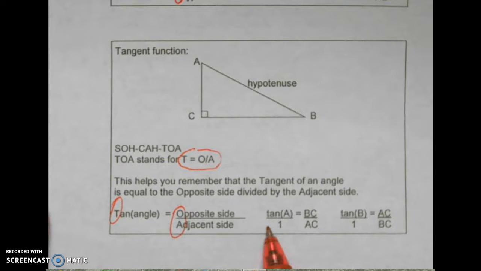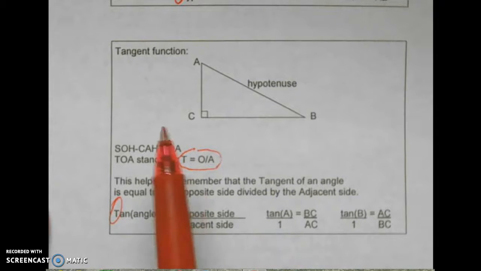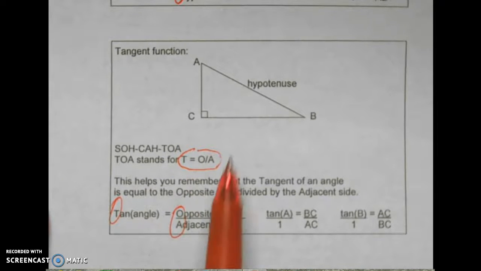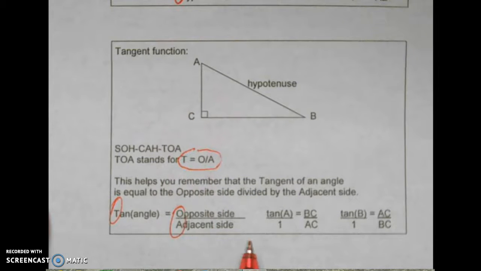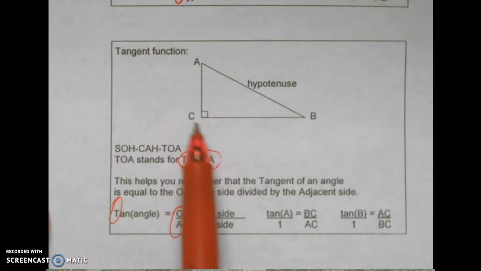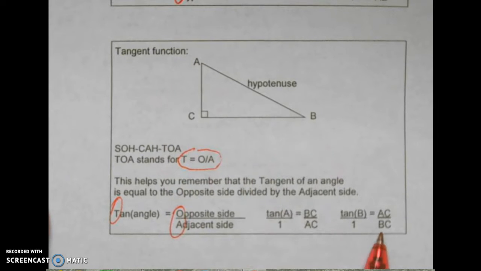If I want the tangent of angle A, I'm looking at that opposite side, BC, over the adjacent side, AC. Notice there's no hypotenuse in my tangent function. If I want the tangent of angle B, I'm looking for the opposite side, AC, over the adjacent side, BC, for my ratio for my tangent function.